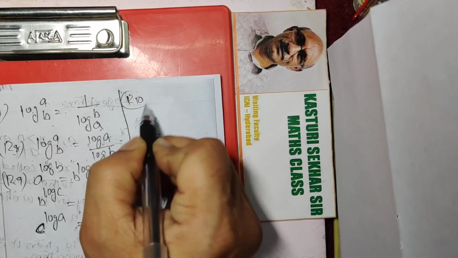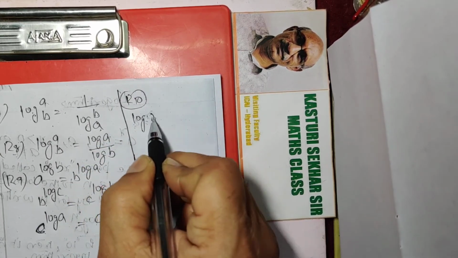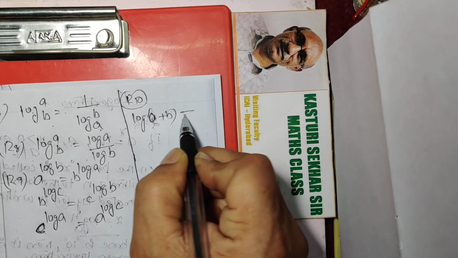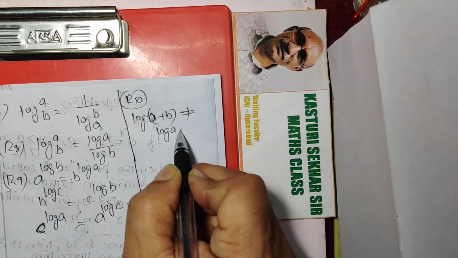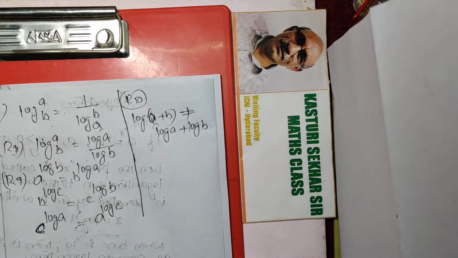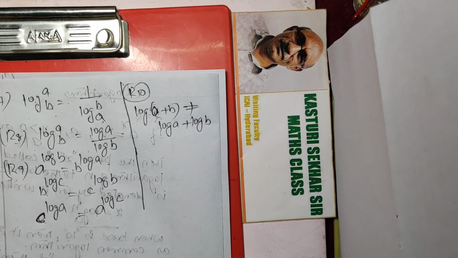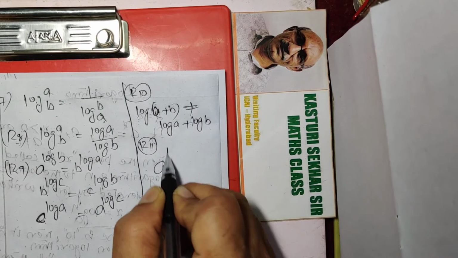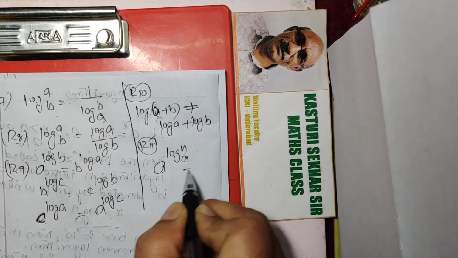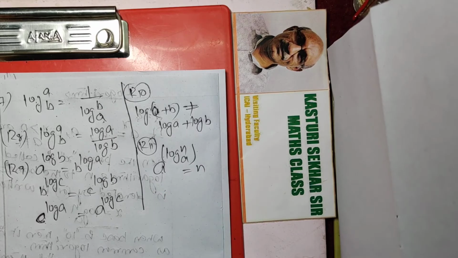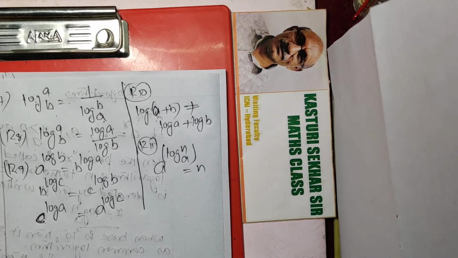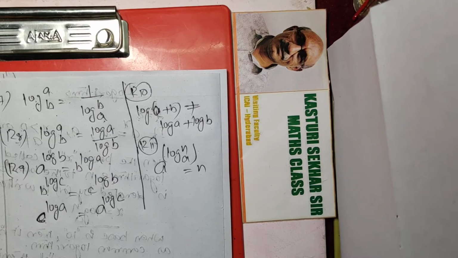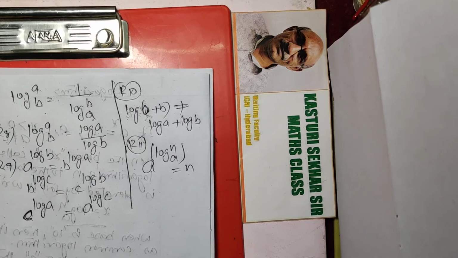Result number 10. Log of A plus B is not equal to log A plus log B. And A to the power log n to the base A is equal to n. So these are the 11 results we very frequently use for solving the numerical questions.